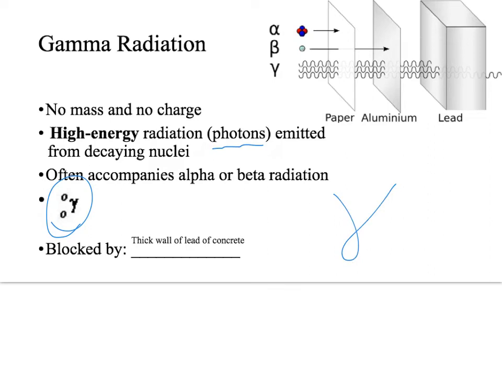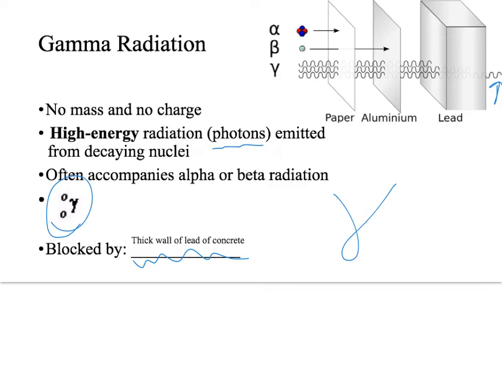This is so quick moving, it has so much energy that it requires a lot for it to be blocked. And so we would actually need a thick wall of lead or concrete. You can see in the picture up here that your alpha particles are blocked the easiest. Then you have beta particles that would be blocked by something like aluminum. And then you actually need a thick piece of lead to block your gamma waves. And as you can see all the way on the right here, not everything gets blocked.